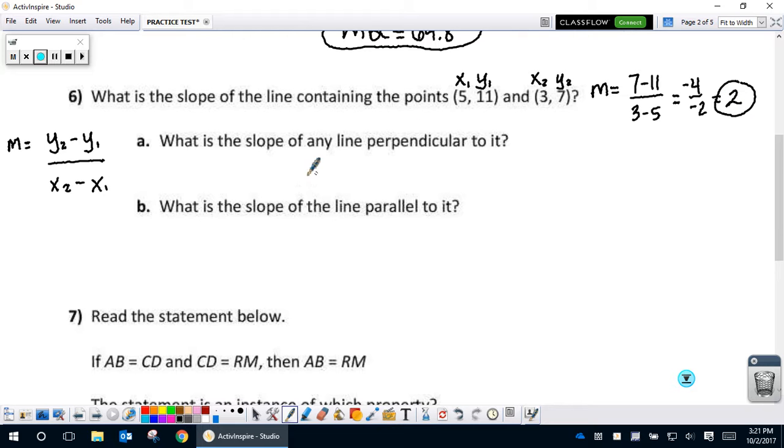So any line perpendicular to it has to be the opposite reciprocal. So it has to be opposite. So now if this is positive, this has to be negative, and you flip your fraction. So it would be -1/2. And then any line parallel to that, the slope would be the same as it, so that would be 2. Okay?